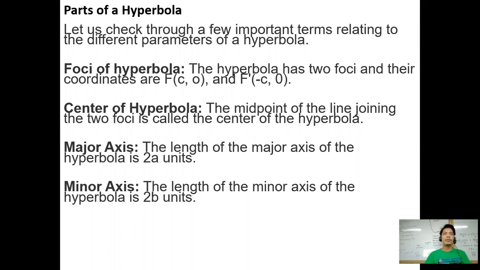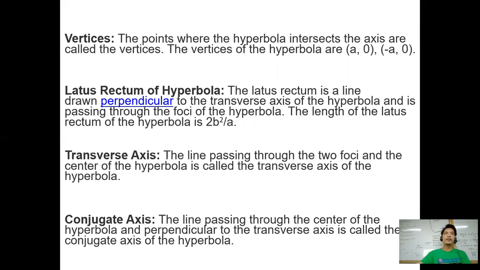So samantala, ang minor axis naman is the length of the minor axis of the hyperbola. It is 2b units. Okay, so next, vertices. The points where the hyperbola intersects our axis are called the vertices. The vertices of the hyperbola are (a, 0) and (-a, 0). So yun po yung magiging vertices ng ating hyperbola.